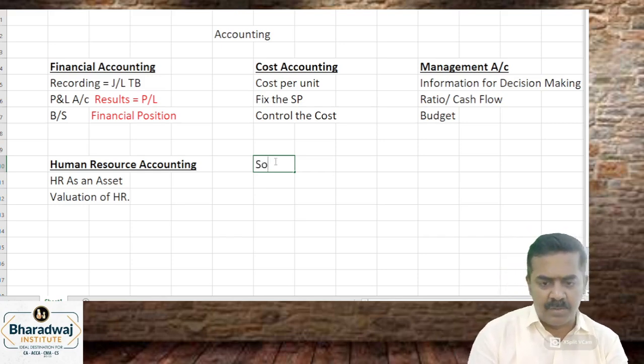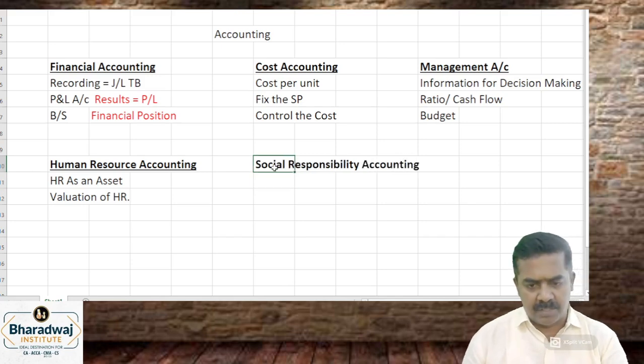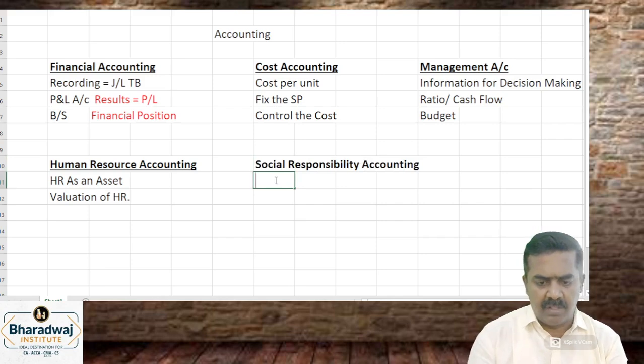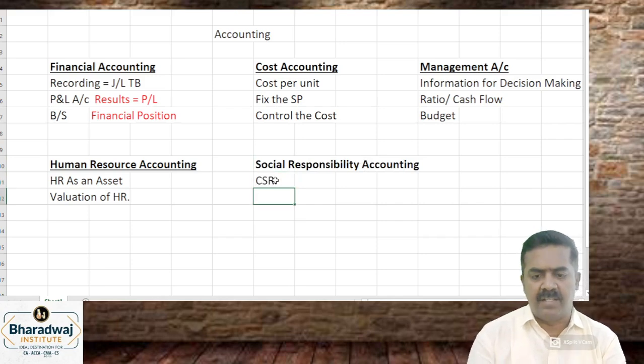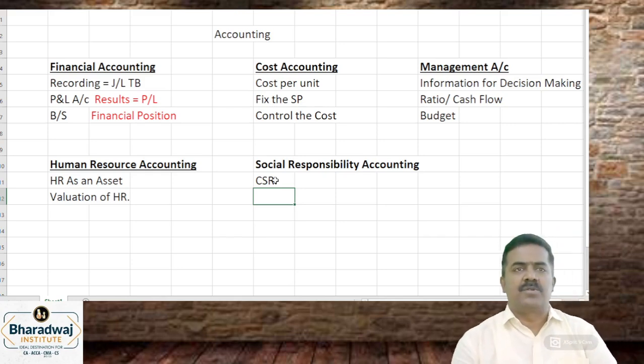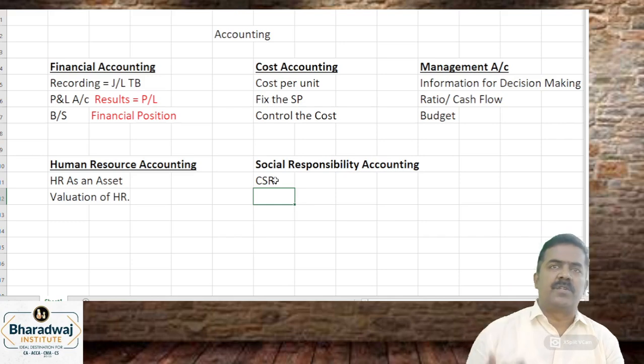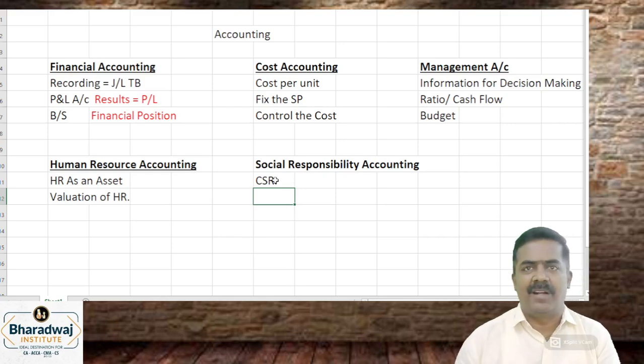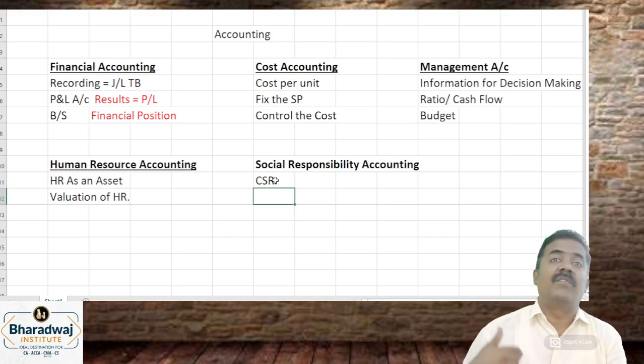Then the next accounting is which one? Social responsibility accounting. We call it corporate social responsibility. This accounts for how a company helps the society, because we take water from society, we take air, we pollute the environment, we disturb the environment. In what way do you give back?